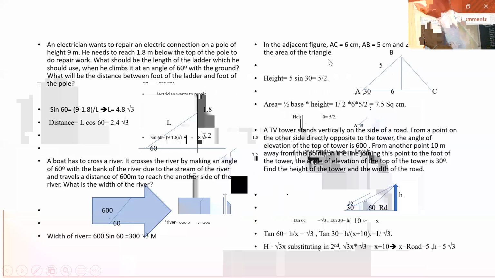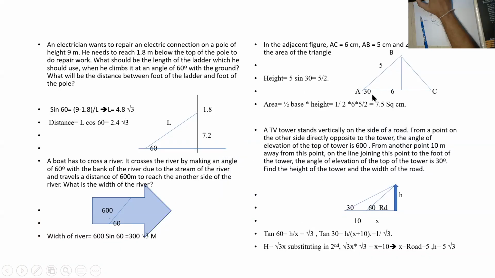So now let's see. In the adjacent figure, AC is 6, AB is 5, angle BAC is 30. Find the area of the triangle. Area of the triangle is half base into height. I want this vertical height. Vertical height is nothing but 5 sin 30. Sin 30 is opposite side by hypotenuse.